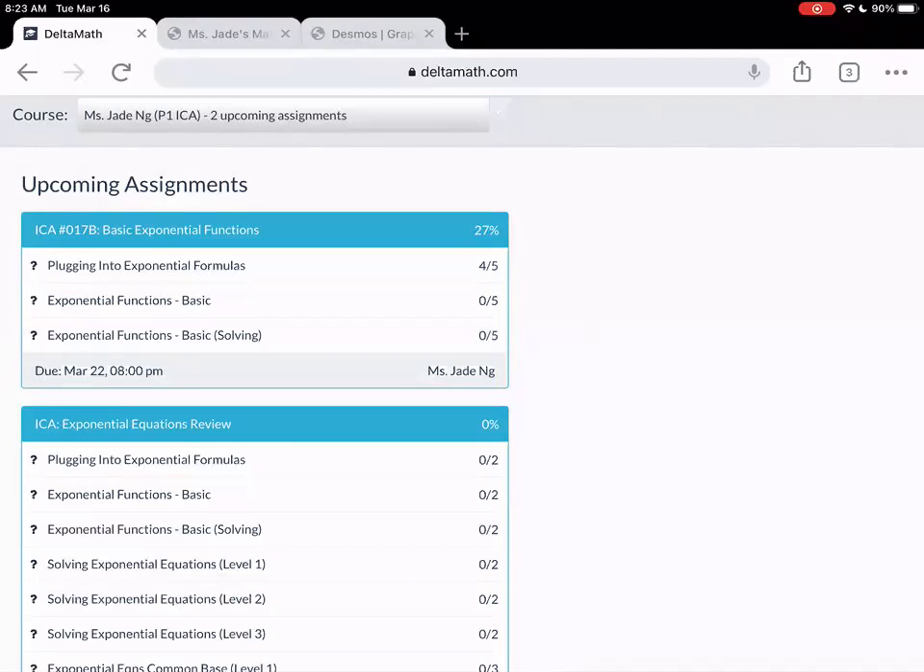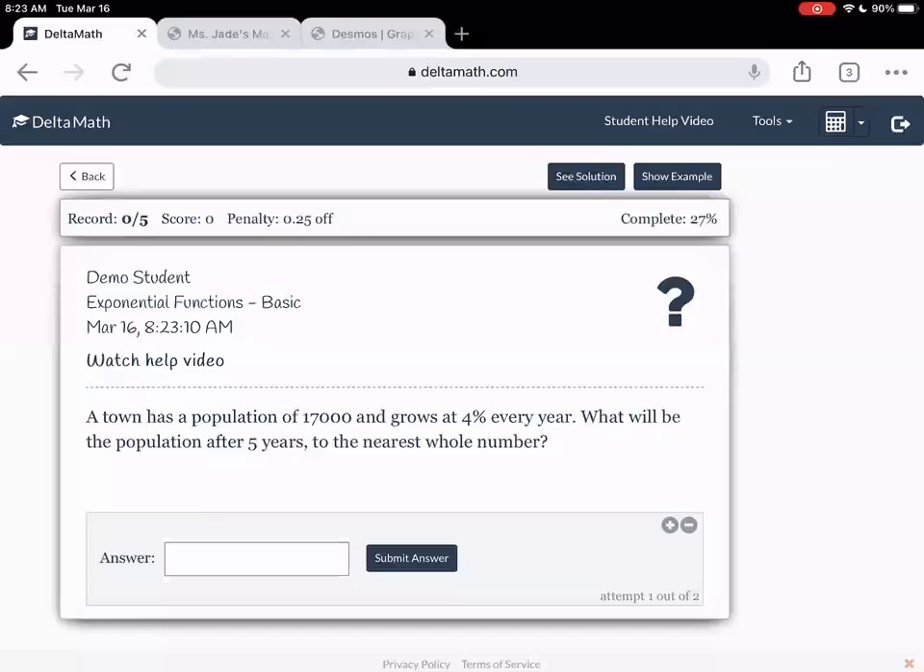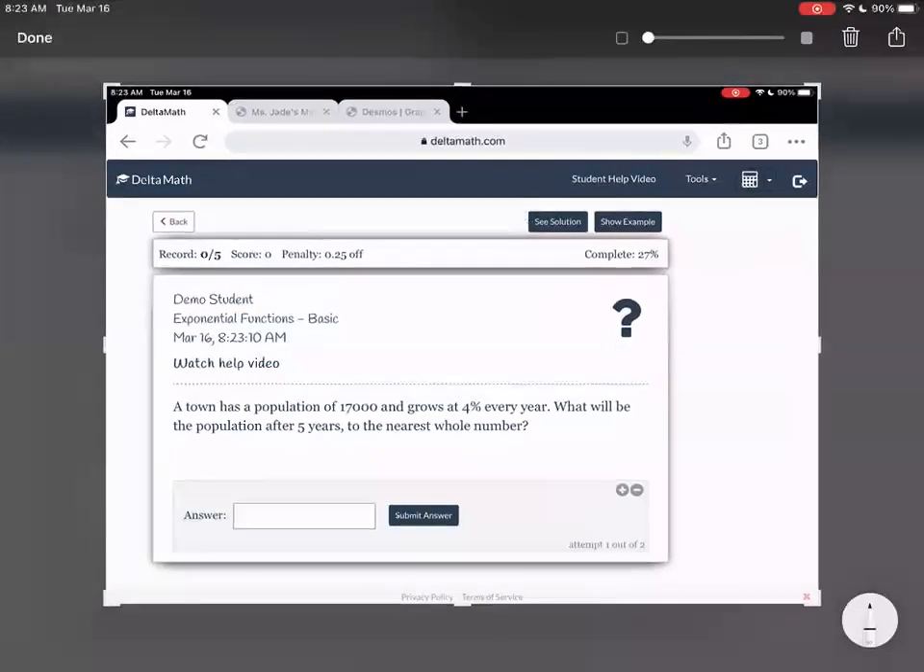So this category is exponential functions basic. A town has a population of 17,000 and grows at 4% every year. What will be the population after 5 years to the nearest whole? Okay, so this time we have to write our own formula.